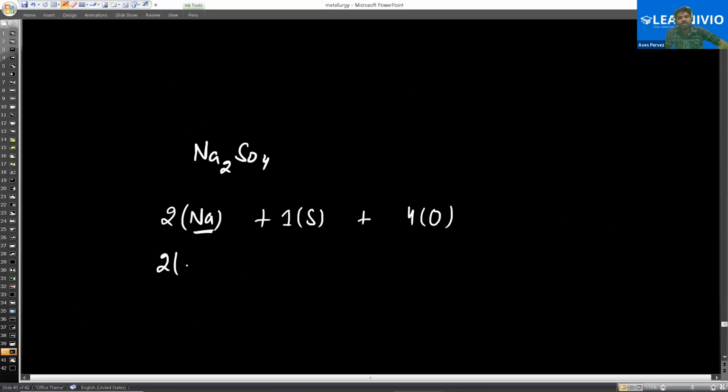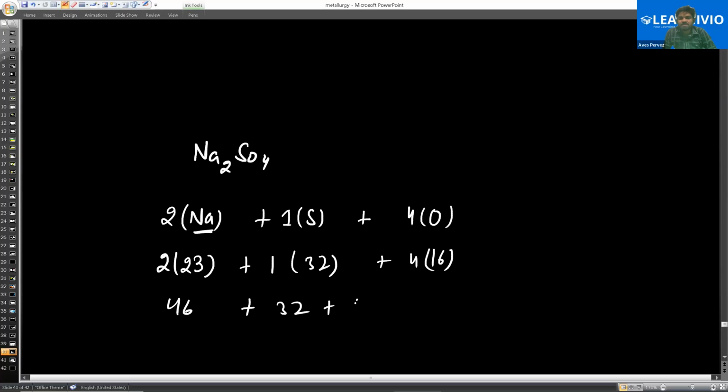The atomic mass of sodium is 23, which we wrote in the previous class. Sulfur is 32, and 4 into 16 for the oxygen, because one oxygen atom has mass 16. So we'll write it this way: 23 into 2, plus 32, plus 16 into 4. When you add all this, whatever the answer comes will be the mass of sodium sulfate.